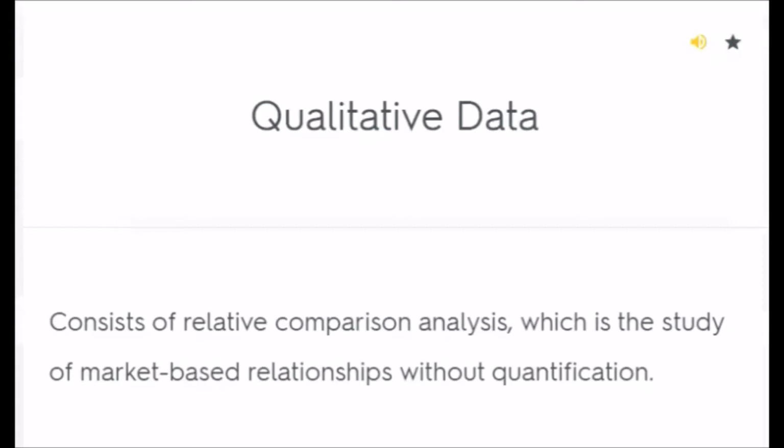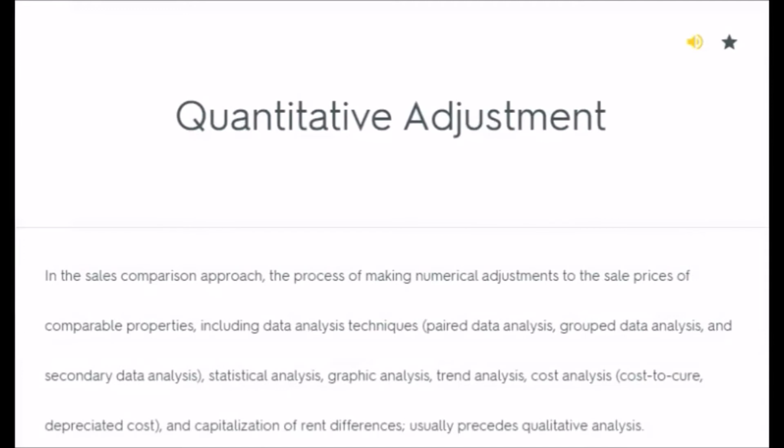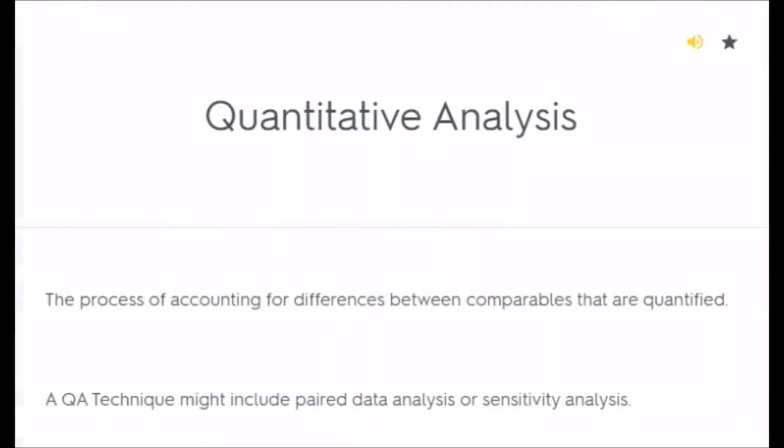Qualitative data consists of relative comparison analysis, which is the study of market-based relationships without quantification. Quantitative adjustment. Quantitative analysis. The process of accounting for differences between comparables that are quantified. A quantitative analysis technique might include paired data analysis or sensitivity analysis.